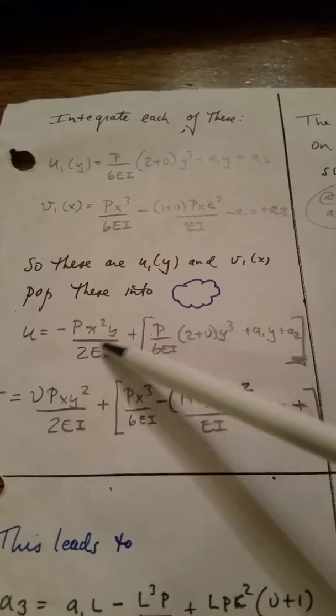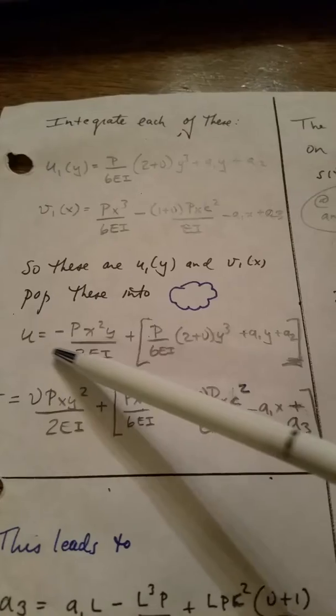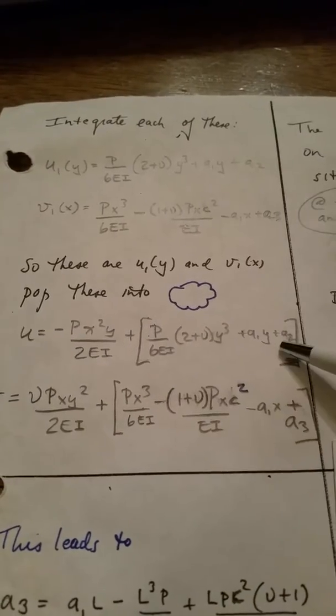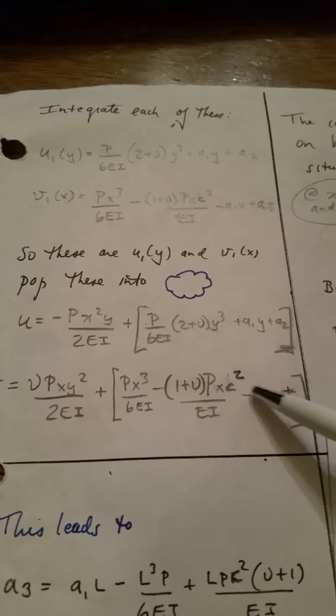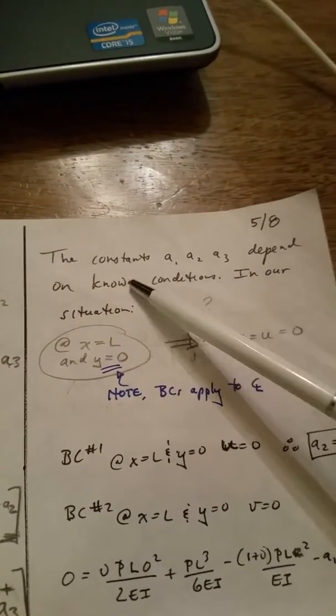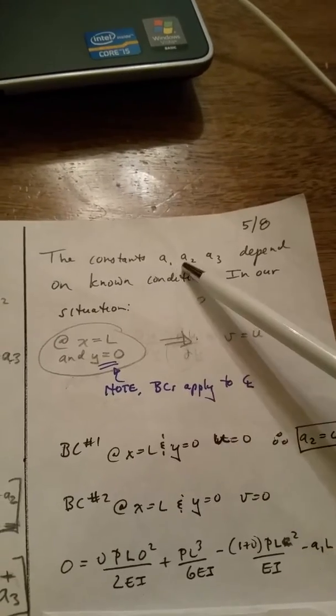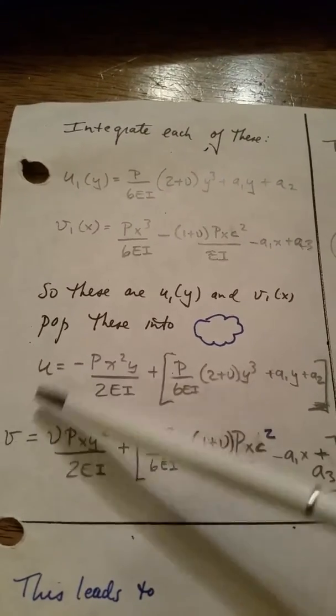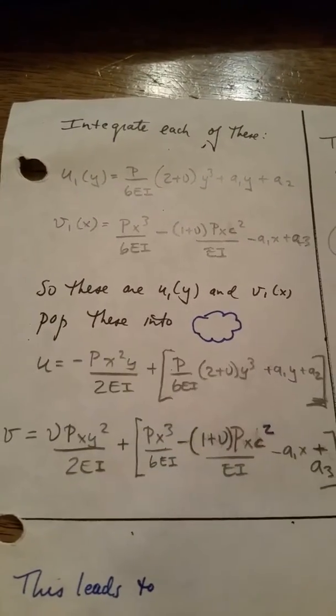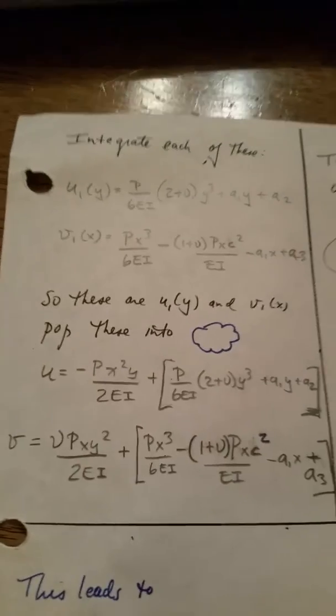So I have u as a function of x and y with a1 and a2 constants, and I have v as a function of x and y with a1 and a3 constants. So obviously these 3 constants are based on geometric boundary conditions because this is u and v, so I must deal with geometric boundary conditions, not stress boundary conditions. Very, very important. So let's go back to the original picture here.